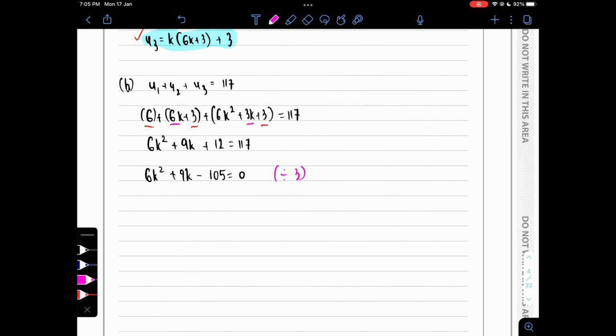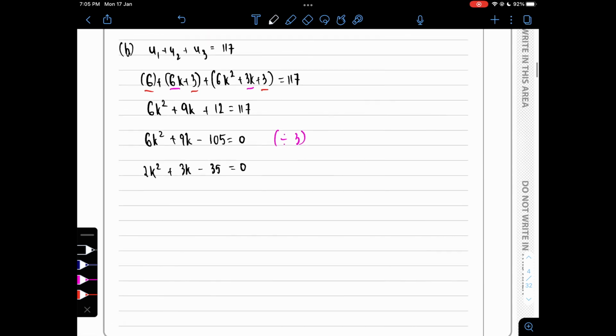So when you divide by 3, we get what? What do we get? We get 6 divided by 3 is 2, 9 divided by 3 is 3, and 105 divided by 3 is 35, equals 0. Now can we factorize this? I think we can. Let's see if we can.